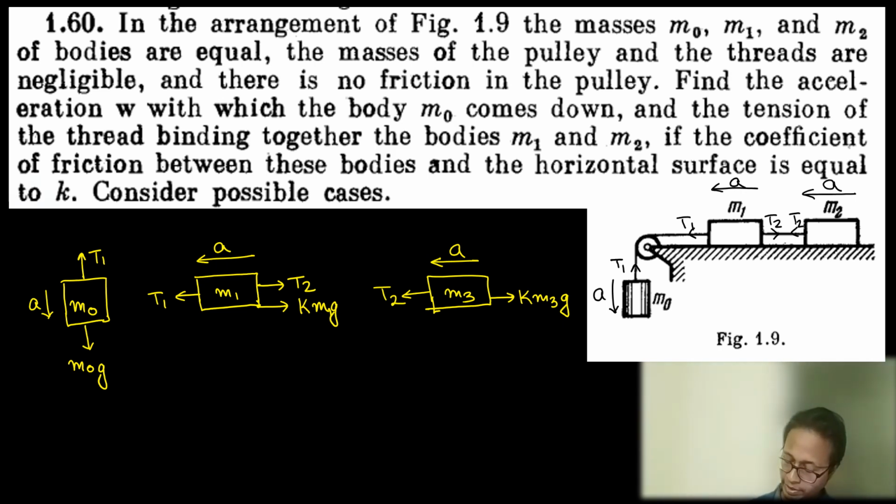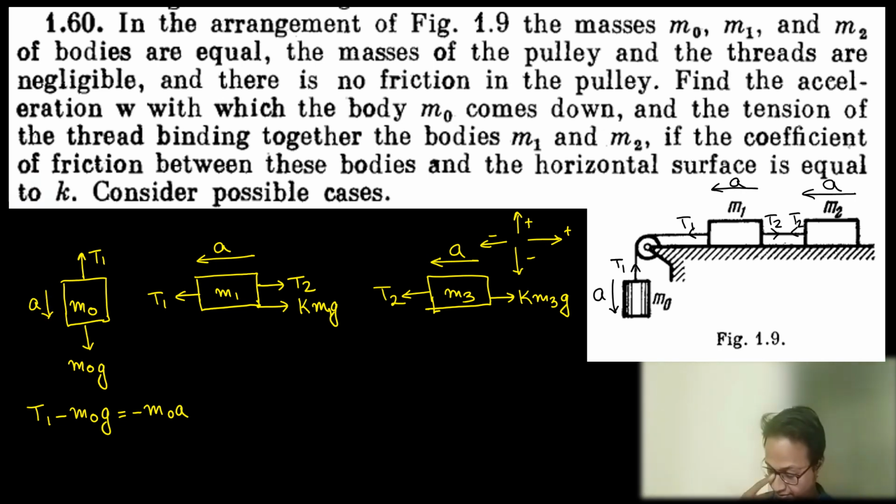To write down the equations, we first have to assign the coordinate direction. This direction is positive, this direction is negative: upward is positive, downward is negative. So for the first body, T1 minus m naught g is equal to how much? Minus m naught a, because the acceleration is in the negative direction.